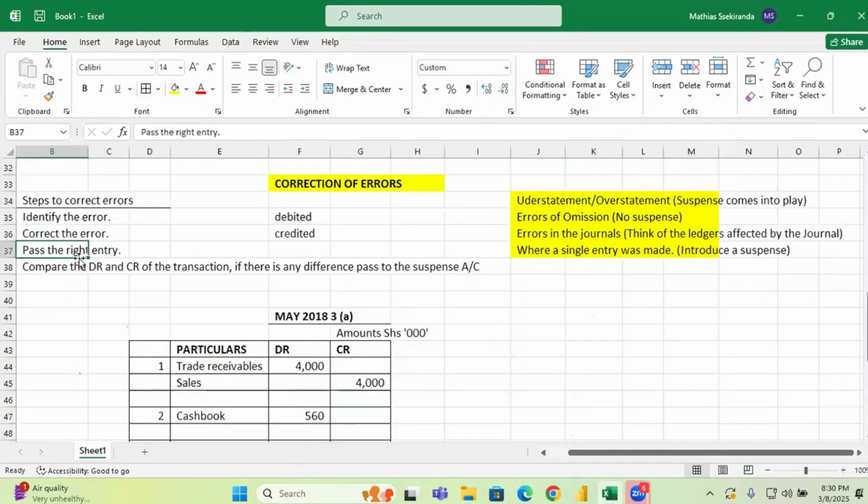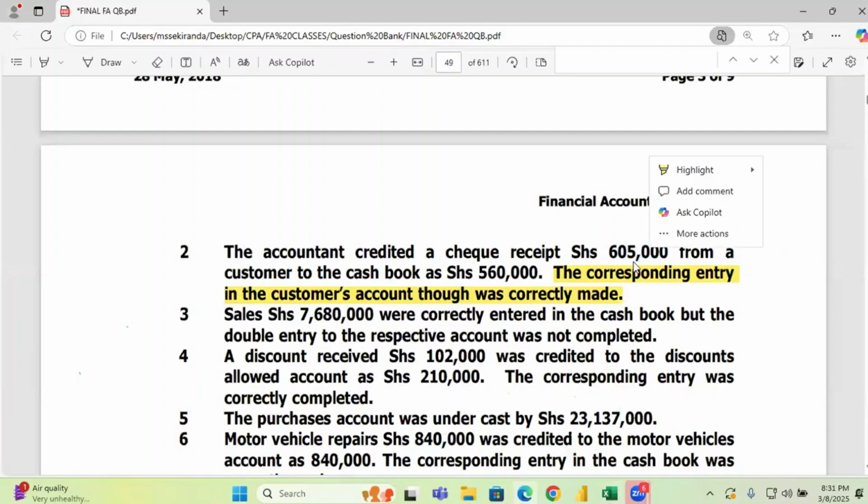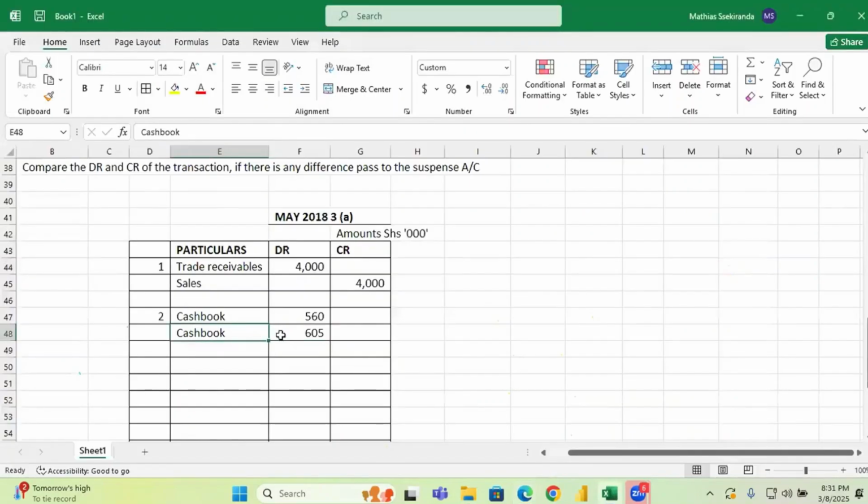Step number 3, pass the right entry. The accountant had to debit the cash book, so come and debit the cash book with the correct amount now, with the correct amount of 605, because the amount received on the check was 605, though the accountant had credited 560. When passing the right entry, pass it with the right amount.